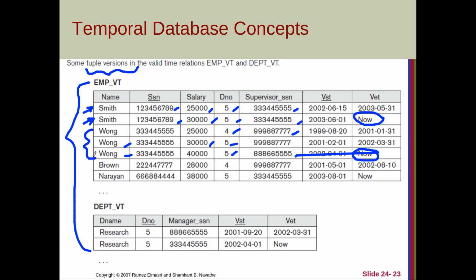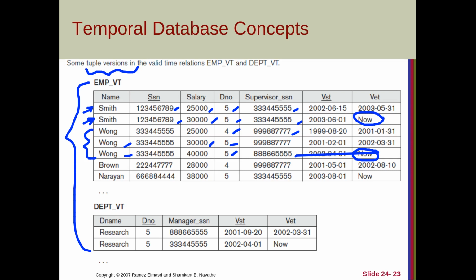Any version with a valid end time of the special value now is considered the current tuple. So this is the tuple that we represent in our normal traditional database system. We are always representing the current version. But in temporal databases, we also maintain the history information. So if you want to deal with employees who were working before, we require the history.